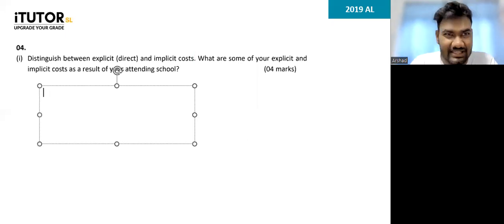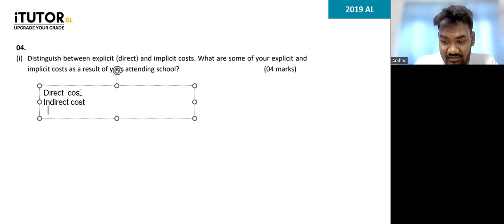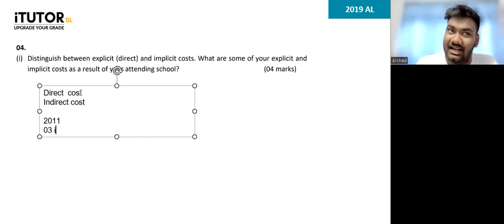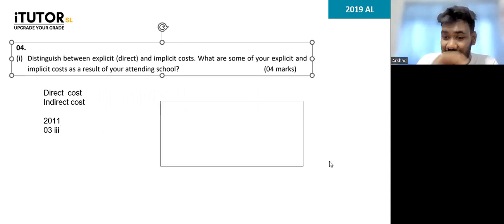Can someone give me a year where we discussed this? Direct and indirect costs. The definitions of this. 2011, question 3, subsection 3. Okay, right. So this definition I'm not going to talk about, because these are things that you all already know. But we'll talk about the other part of it: the direct and indirect cost of you attending school.